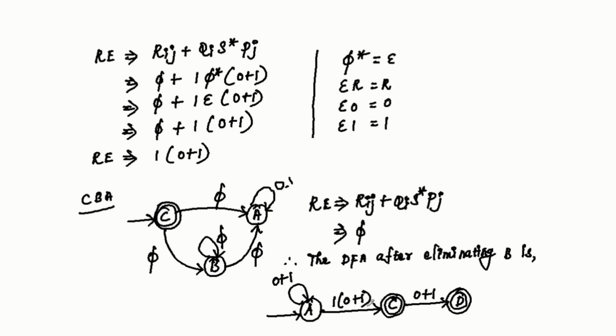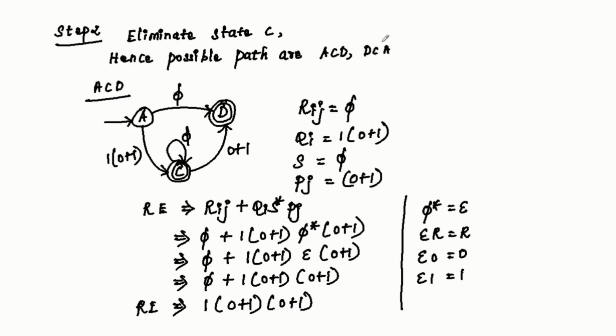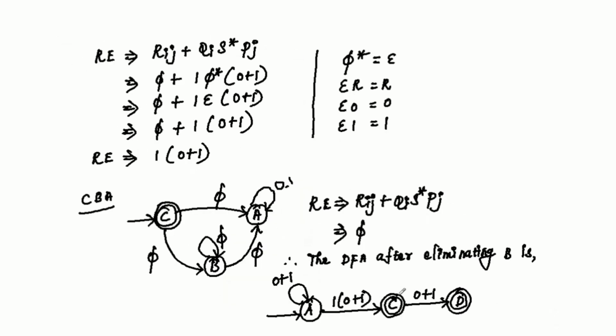In this transition diagram, A is our starting state, D is our final state, C is the state to be eliminated. To simplify the automata, we need to eliminate the intermediate state capital C. The possible paths are ACD, DCA. Draw the transition diagram of these two possibilities as given in the rule. Take the first possibility and apply the first rule for eliminating the intermediate state ACD. According to the given diagram, capital A is the starting state, capital C is the state to be eliminated, and capital D is the final state.